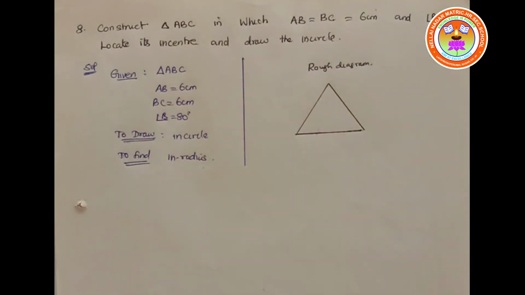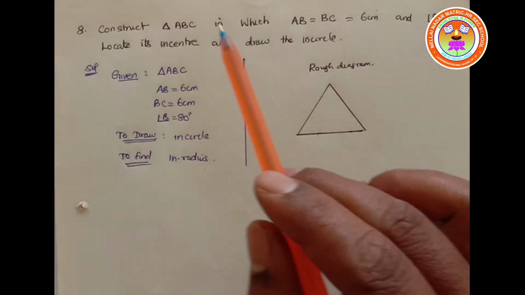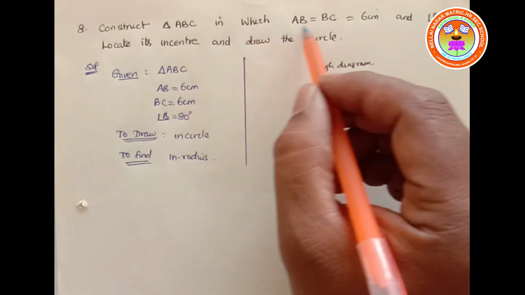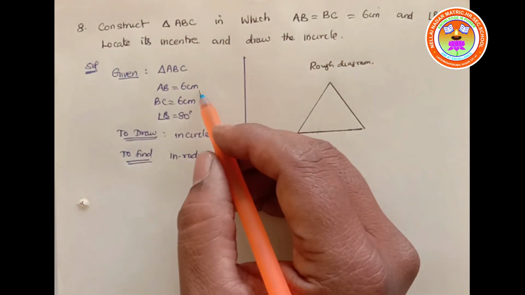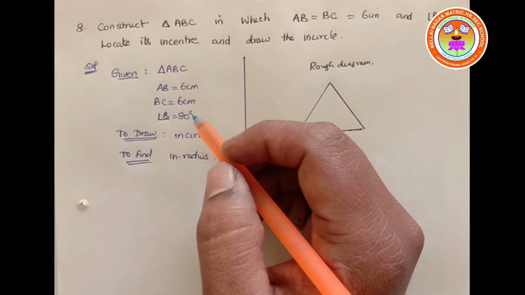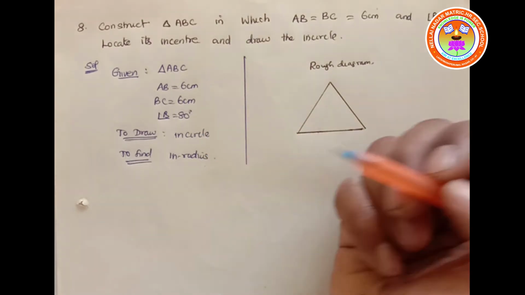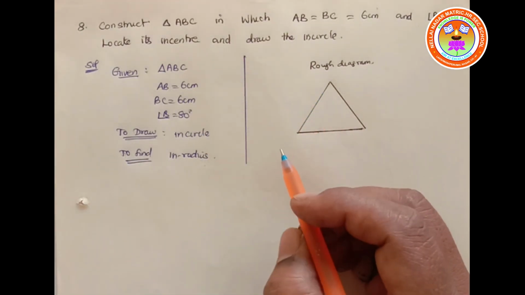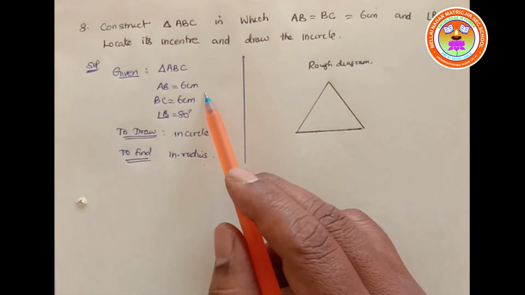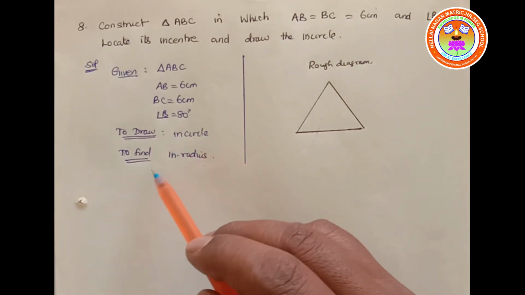Question 8. Construct a triangle ABC in which AB equal to BC equal to 6 centimeter and angle B equal to 80 degree. Locate its incenter and draw the incircle. See, children, what is given? A triangle ABC is given, right? AB and BC are both the same, that is 6 centimeter, and angle B equal to 80 degree. Children, two sides are equal means it is a what? Isosceles triangle, right? Okay. Now AB equal to 6 centimeter, BC equal to 6 centimeter and angle B equal to 80 degree. To draw the incenter and to find the inradius.